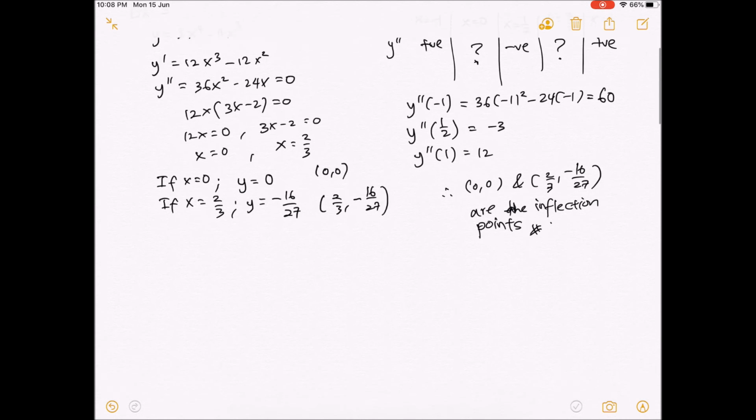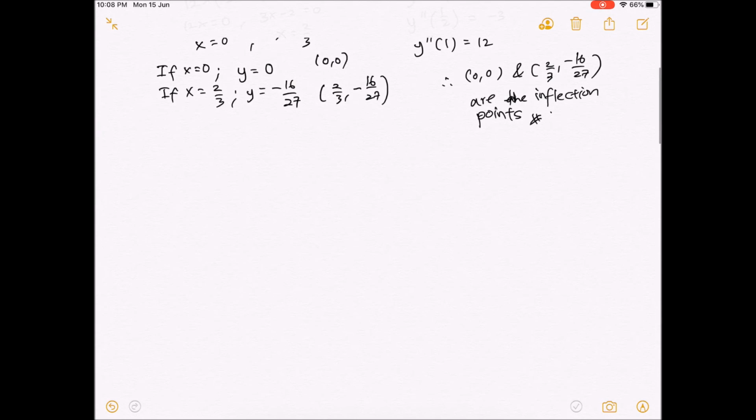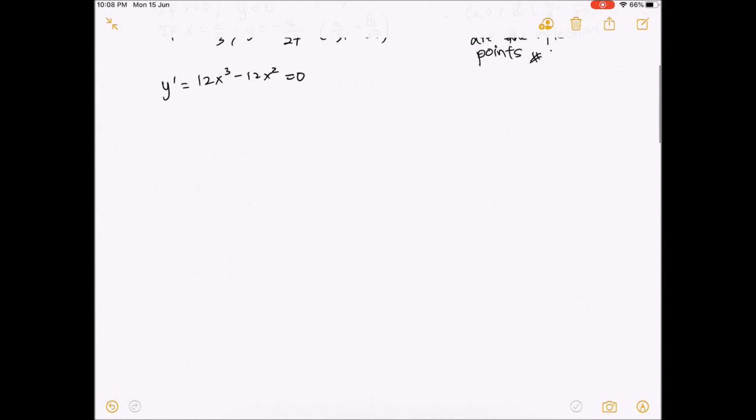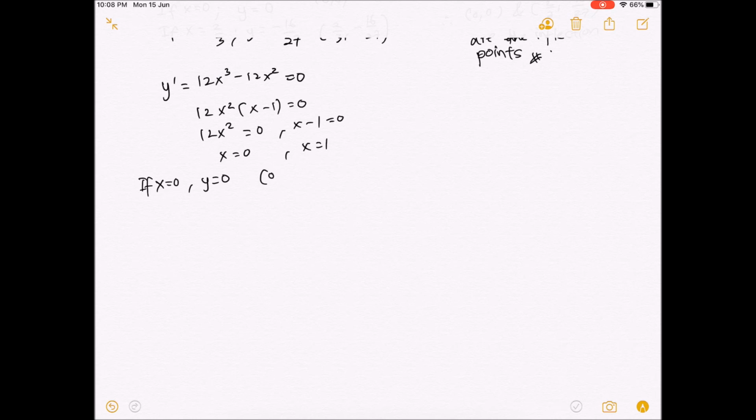Okay, we have solved for the inflection points. Let us now solve for the minimum and maximum. I have y prime just now equal to 12x to the power of 3 minus 12x squared. Let's find the critical points. So 12x squared times (x minus 1) equals to 0. So factorize: 12x squared equals to 0 and x minus 1 equals to 0. So here x equals to 0 and here x equals to 1. Again 2 points. We tested just now that if x equals to 0, then y equals to 0 as well. Indeed it is an inflection point.